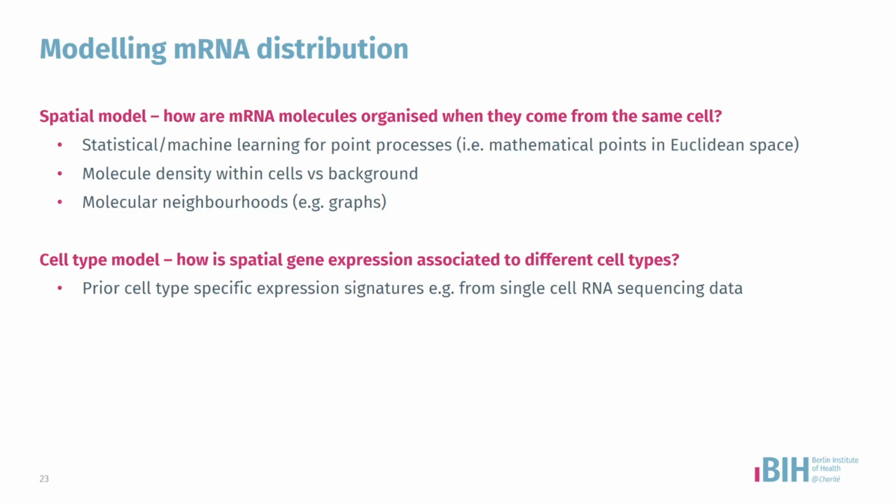And then once you are able to identify these recurrent spatial trends in the data, we can start thinking about cell typing. So how is spatial gene expression associated with different cell types? For this, once we have some knowledge of prior gene expression signals, either from single cell RNA sequencing, we can start annotating them very quickly. But we've also been able to identify recurrent signatures from the tissue itself and identify cell type distribution that way as well.